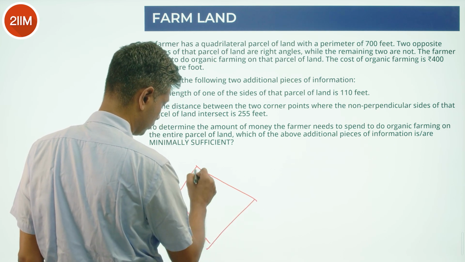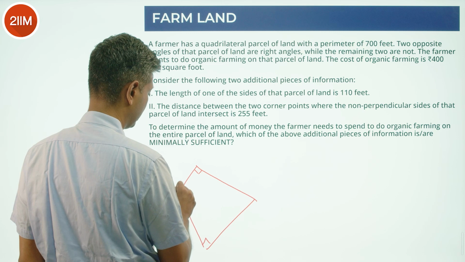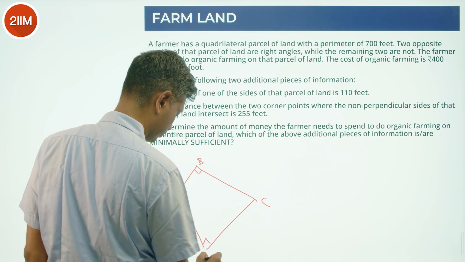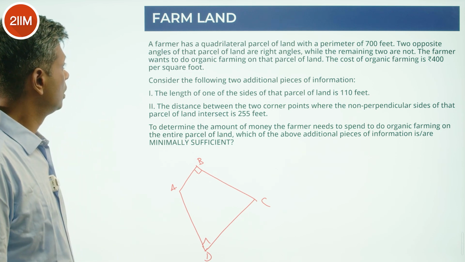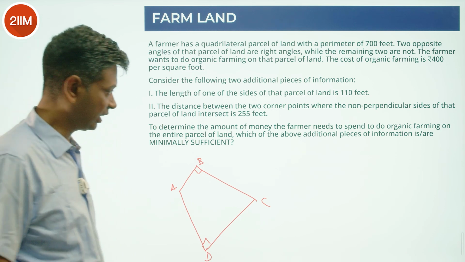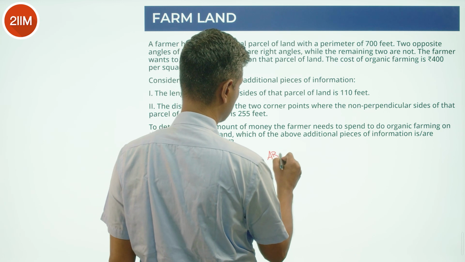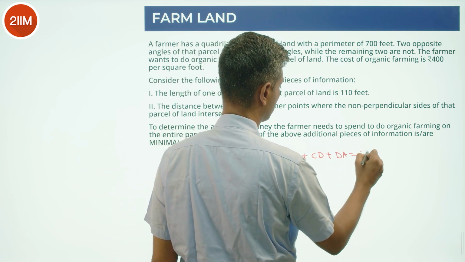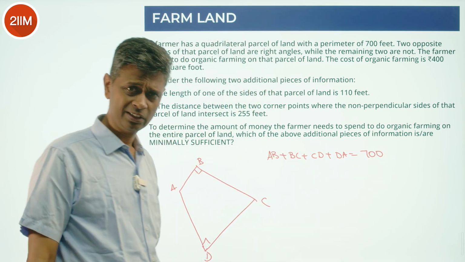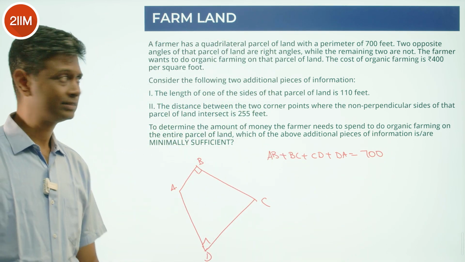This is a right angle. This is a right angle. These two are not right angles. Let's call this ABCD. The perimeter is 700. So AB plus BC plus CD plus DA is equal to 700. Right. There's a right angle here. There's a right angle here.